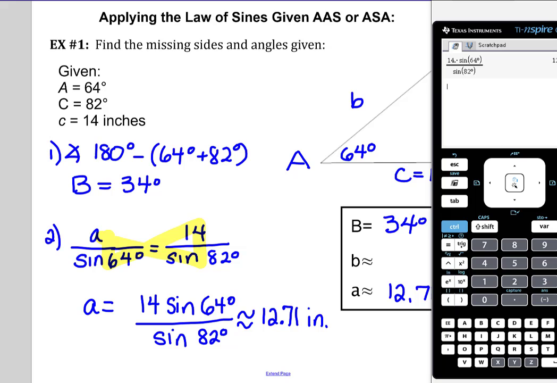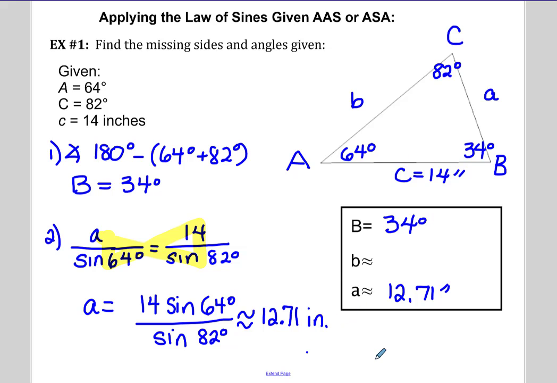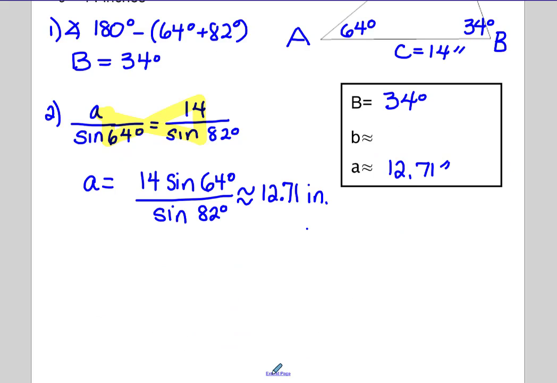And I get 12.706 or 12.71 inches. Now, the next thing we want to do is find side B. So I could do that same thing. Side B is going to be proportional. So we know 14 is related to sine of 82, and side B is related to sine of 34 degrees. So again, I'm just setting up this proportion and replacing B over sine 34.